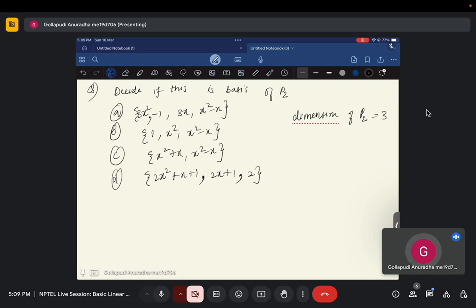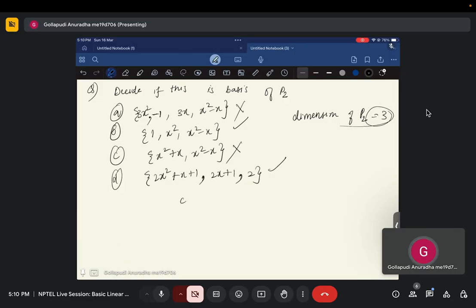So first of all, this has 4 members. For this one, for 3, we have 4 members here. So 1, 2, 3, 4, right? So this won't be a linearly independent set. And A and C, no chance. Yeah, this will definitely have.